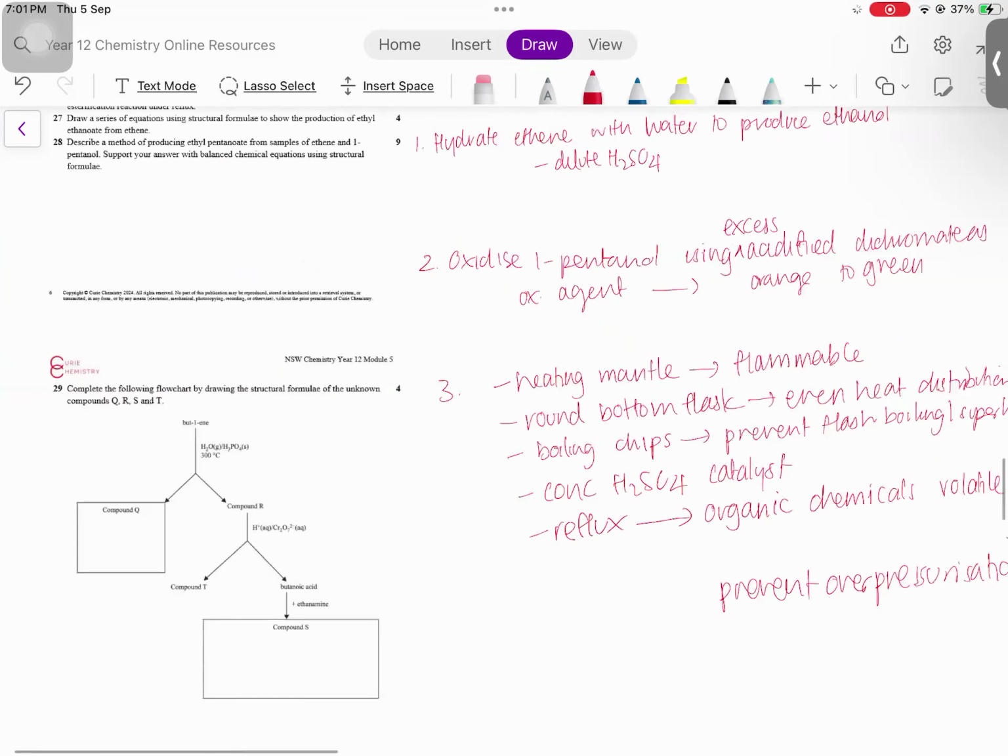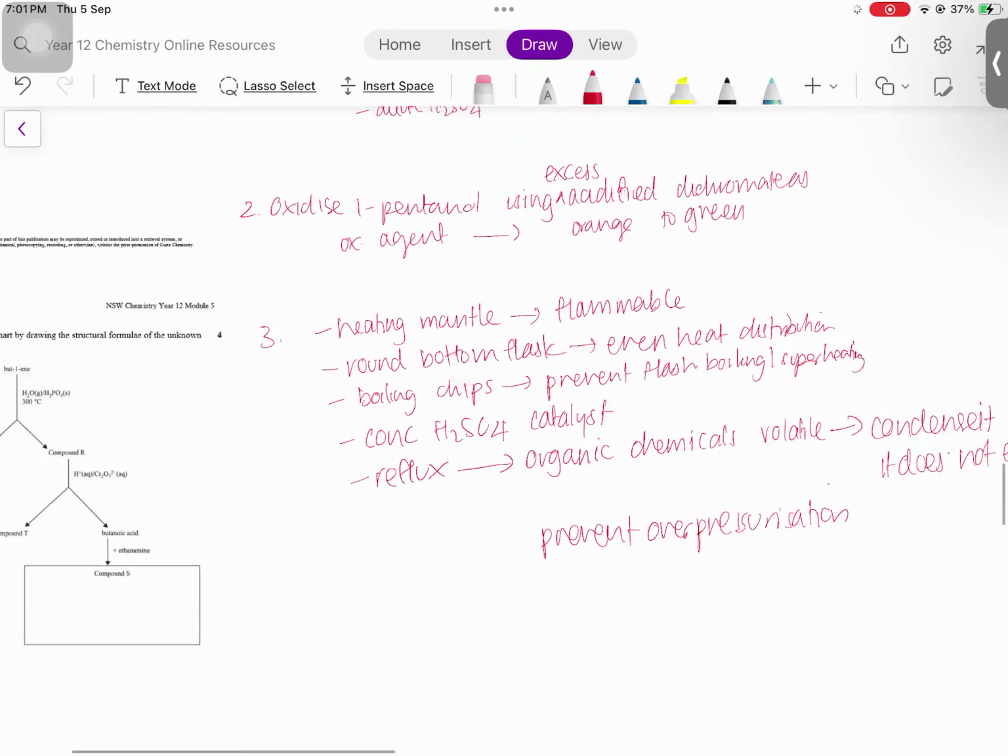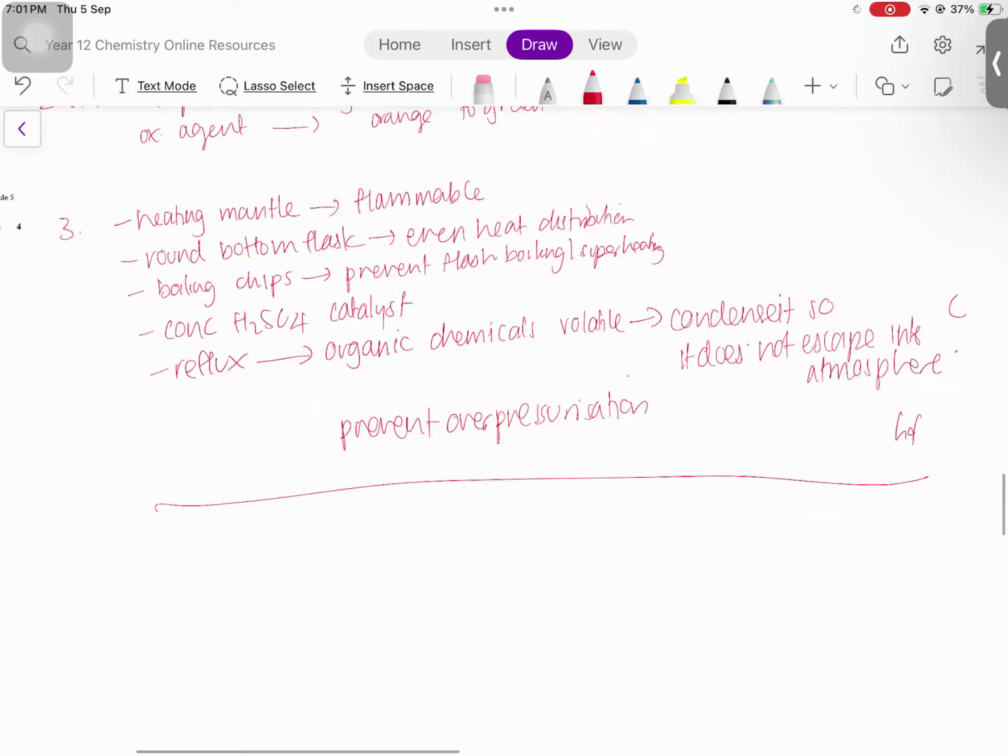So this is for making the ester. But then it's a 9-mark question. You can also talk about purifying it afterwards as well. So the things we talked about before, about sodium bicarb, about the separating funnel, about fractional distillation, you can talk about it down here as well.